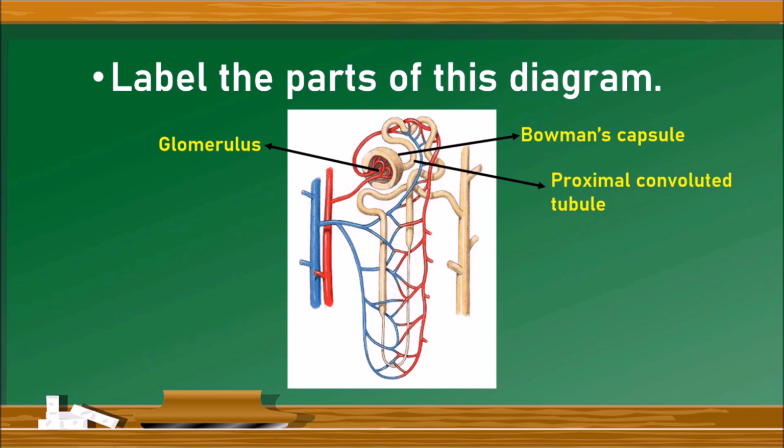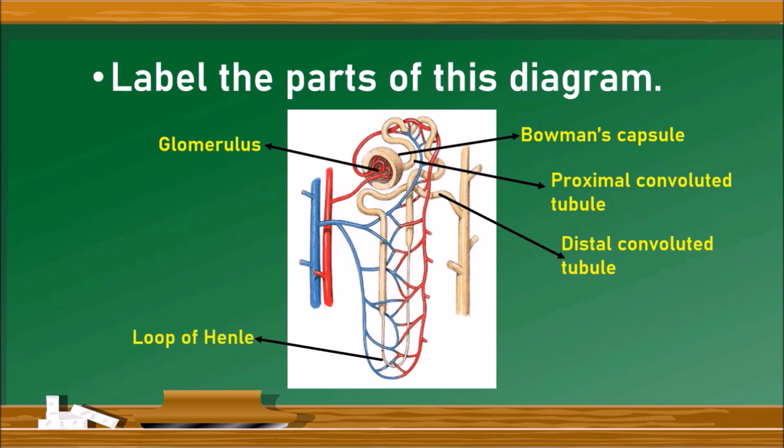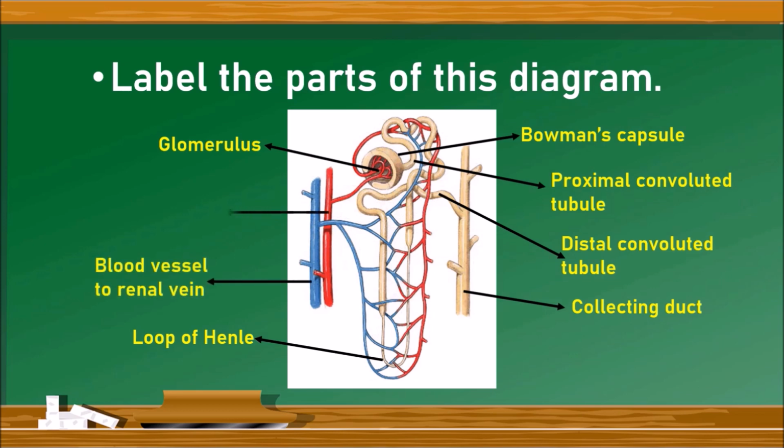Bowman's capsule leads to the proximal convoluted tubule, and later it forms the distal convoluted tubule. In between the proximal convoluted tubule and distal convoluted tubule, PCT and DCT, there is a hairpin-like structure known as the loop of Henle. And there is the collecting tubule. Observe the diagram. The whole nephron is entangled with blood capillaries. One is a blood vessel to the renal vein, another one is a blood vessel from the renal artery.